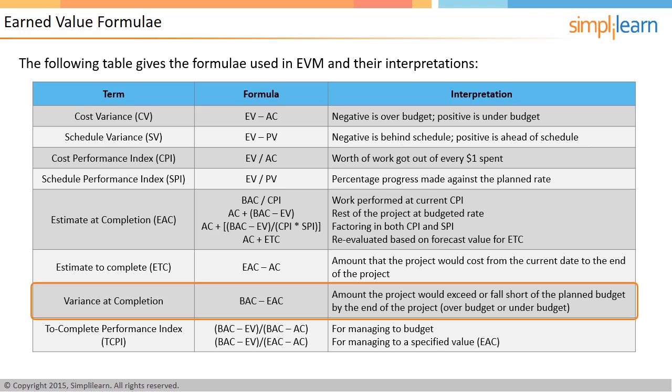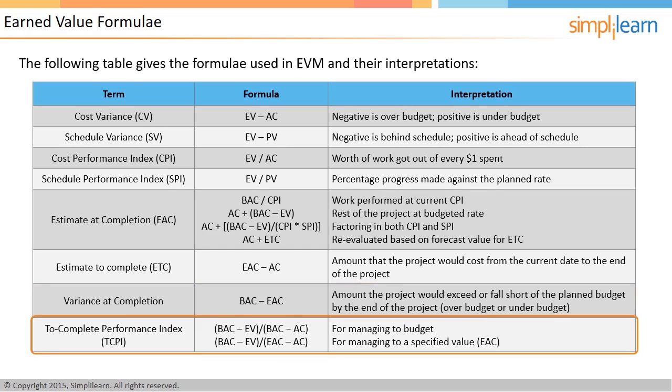Another parameter is the To Complete Performance Index, or TCPI. This is the cost performance needed to achieve a desired outcome. For example, if the project needs to be managed to the original budget, BAC, then TCPI, that is, the CPI that must be maintained for the rest of the project, is calculated as (BAC - EV) / (BAC - AC).